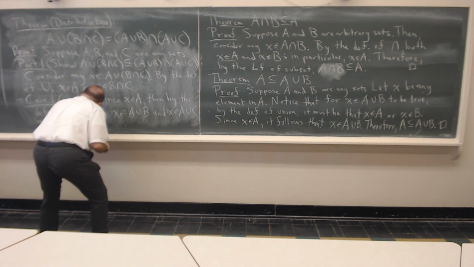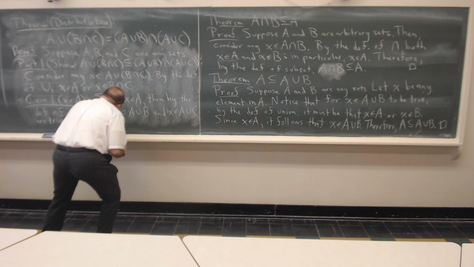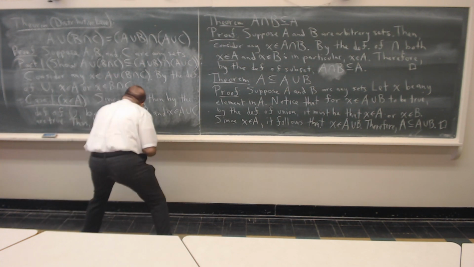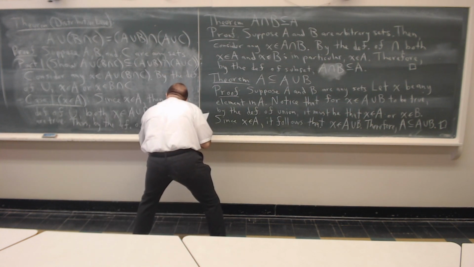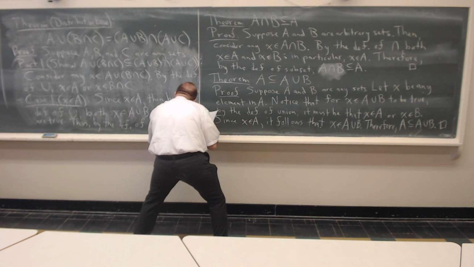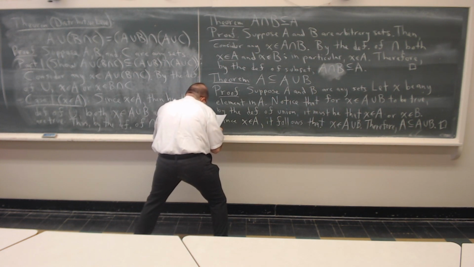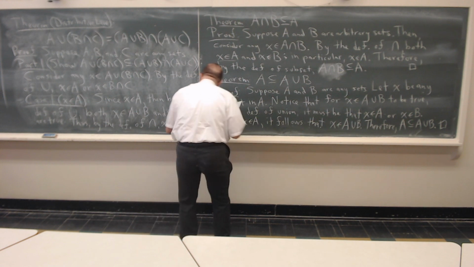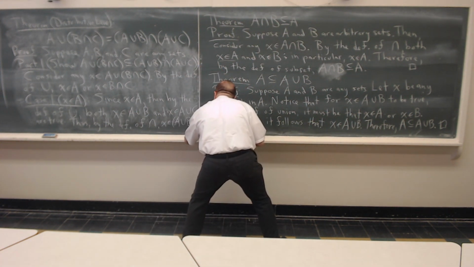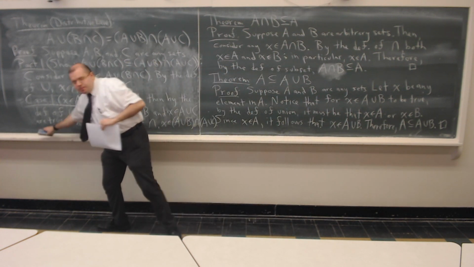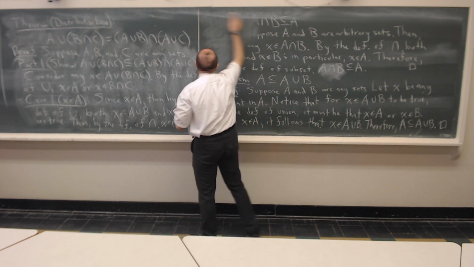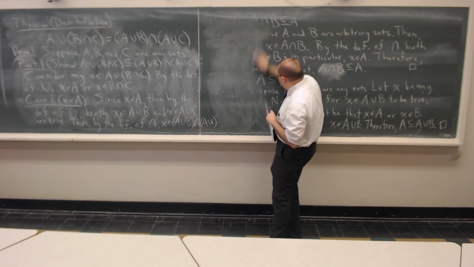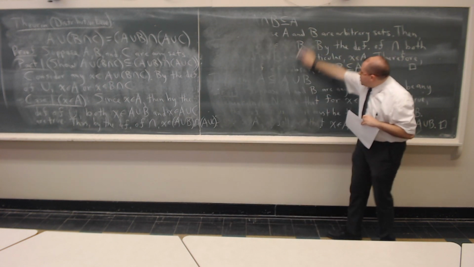Thus, by the definition of intersection, x is in A union B intersection A union C. We're done with the case. That's case number 1. Now we just have to do the other one.